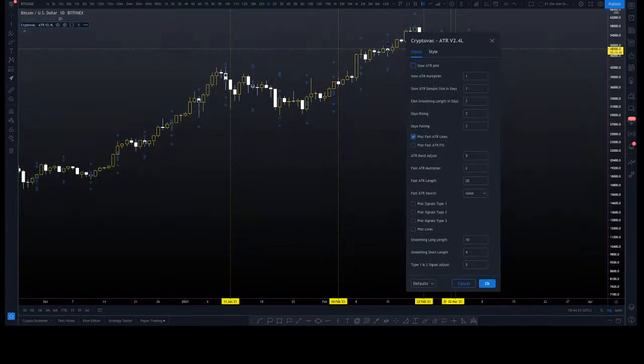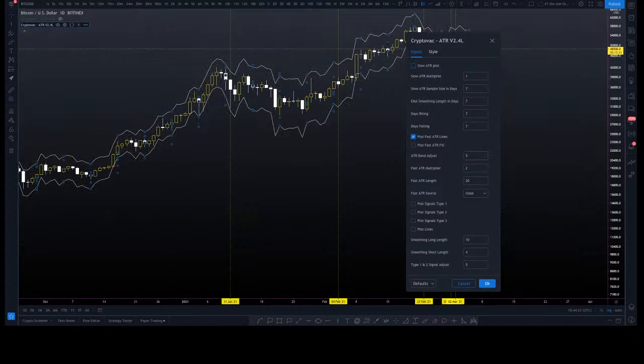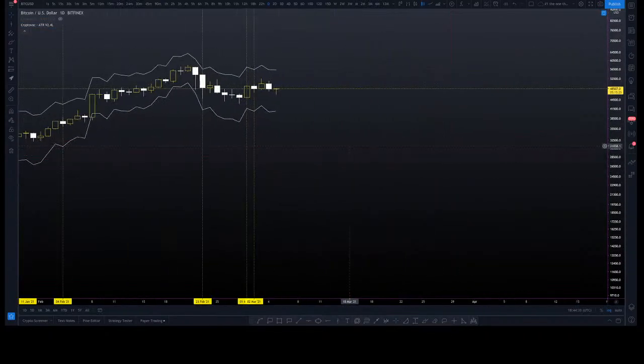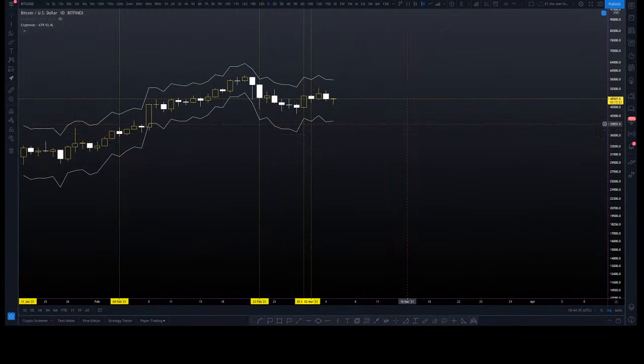And we're going to go into fast ATR lines. And the fast ATR lines will let us know what the volatility is in this time frame. So in this time frame right now, we're at 37%, almost 38% volatility. And that's pretty high. So for all the leverage traders, margin traders out there, it's probably not the best time to go too high of a leverage.